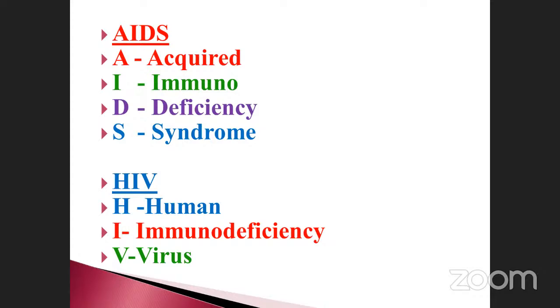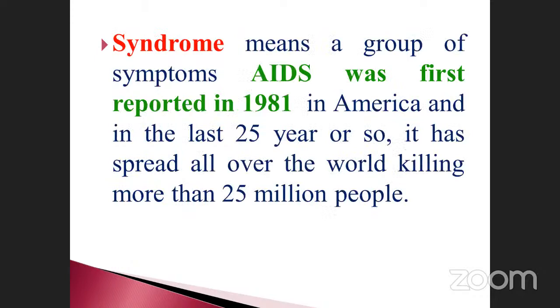AIDS, acquired immunodeficiency syndrome, is caused by the causative organism HIV. HIV stands for human immunodeficiency virus. Got it? What is syndrome? Ajay already gave the explanation: a syndrome is a group of symptoms. AIDS was first reported in the year 1981 in America. In the last 35 years it has spread all over the world, killing more than 25 million people.